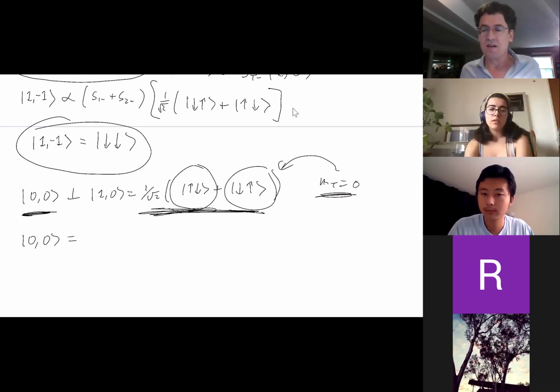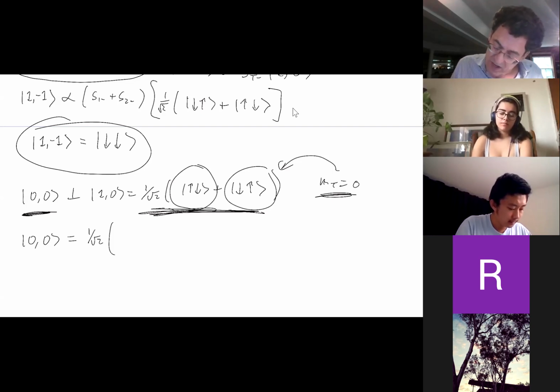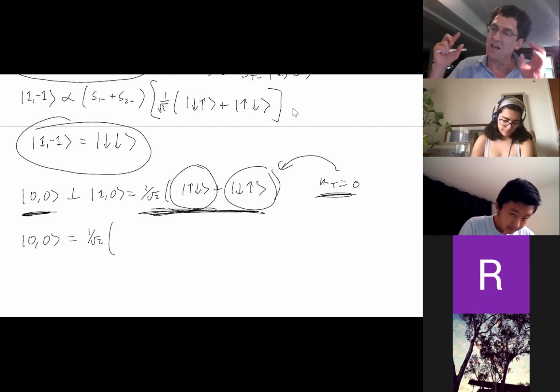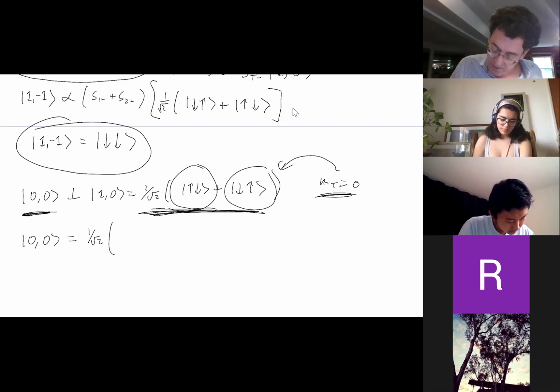Just have a minus sign instead of a plus. That's exactly right. Because we have two product states in there, we should be able to write the symmetric and anti-symmetric combination. If I have two states, then I should be able to write up, down, minus, down, up.